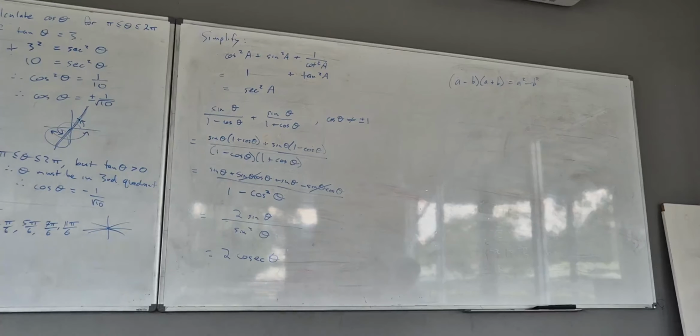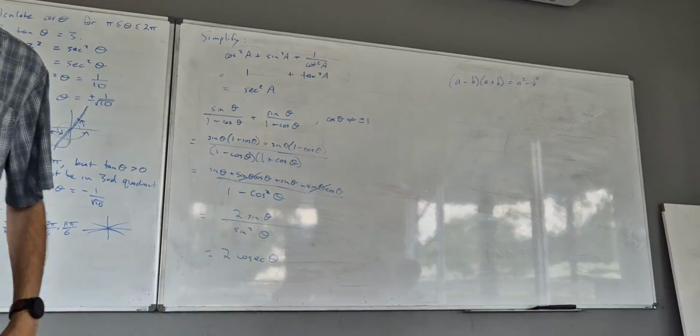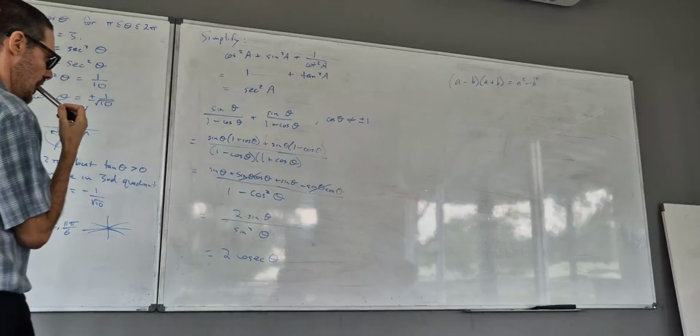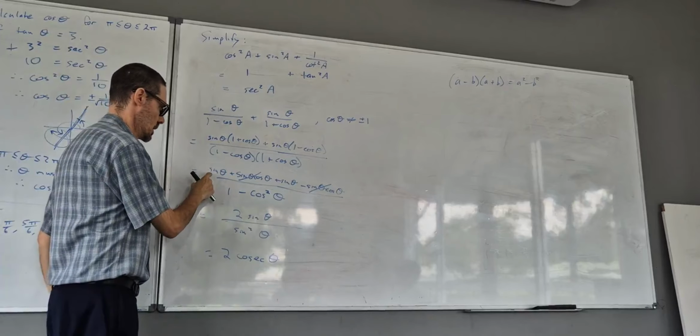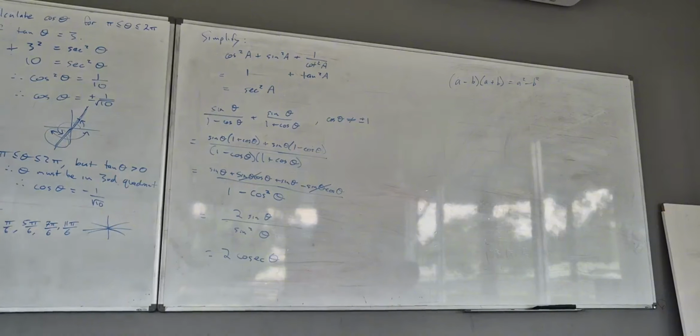Why can't cos theta be -1? You said cos theta can't be plus or minus 1. Because if it's -1, this one's 0. They're both negative, so they cancel out, and then you're only left with sine theta on the bottom. 1 minus cos squared is sine squared theta.